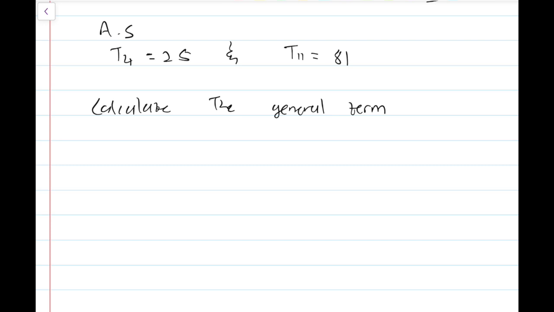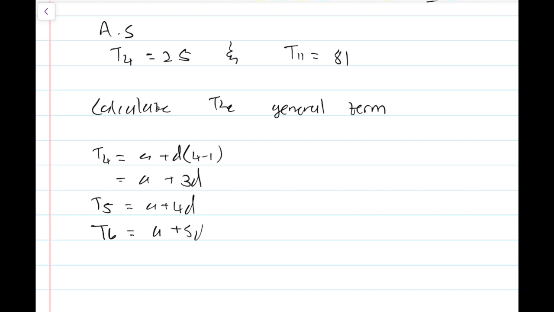You need to know that term 4 can be written as follows. Tn equals A plus the difference times n minus 1. So n minus 1 would be 4 minus 1, which is 3, so that's A plus 3D. Something to get into the habit of knowing is that term 4 is A plus 3D. Term 5 would be A plus 4D. Term 6 would be A plus 5D. So obviously term 11 would end up being A plus 10D. That's just an easy concept to understand.